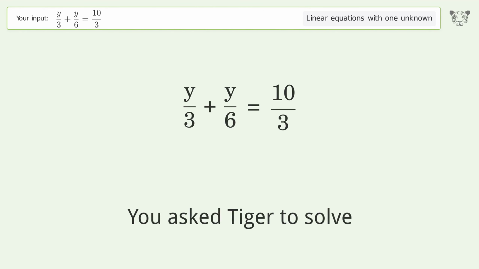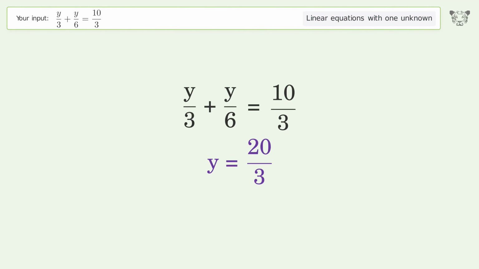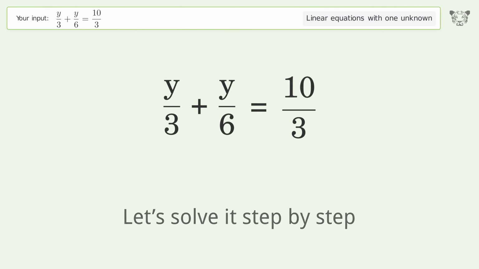You ask Tiger to solve. This deals with linear equations with one unknown. The final result is y equals 20 over 3. Let's solve it step by step.